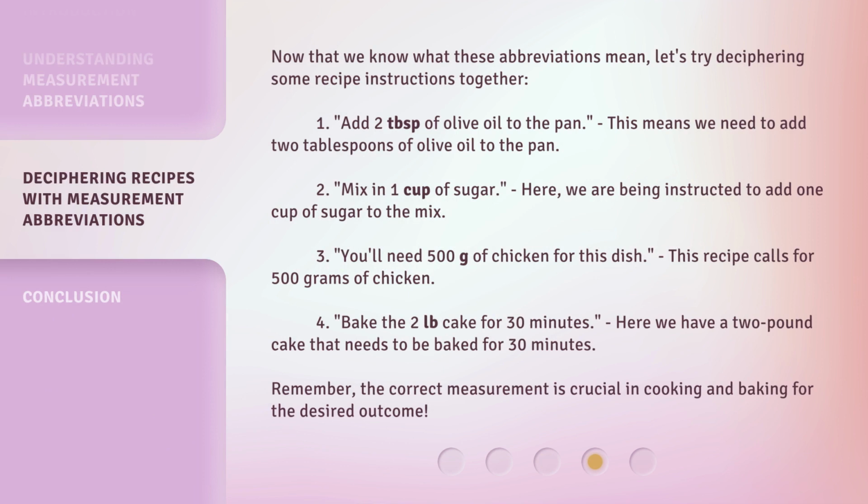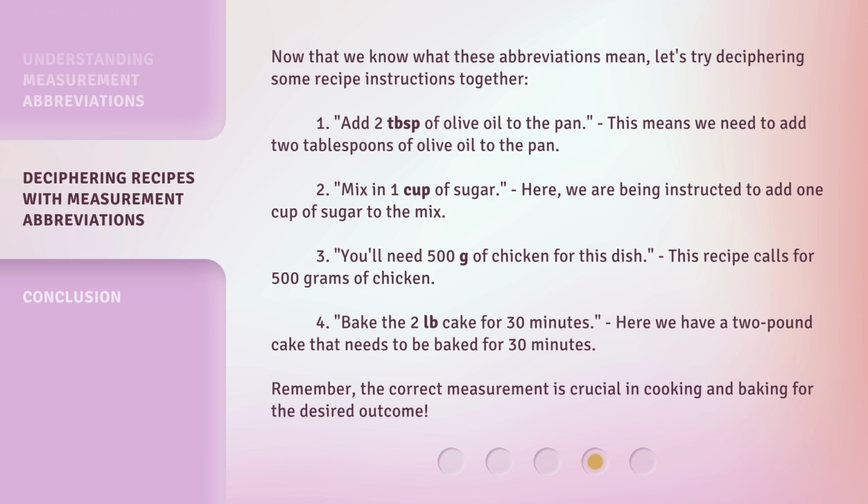Now that we know what these abbreviations mean, let's try deciphering some recipe instructions together. 1. Add 2 tablespoons of olive oil to the pan. This means we need to add 2 tablespoons of olive oil to the pan. 2. Mix in 1 cup of sugar. Here, we are being instructed to add 1 cup of sugar to the mix.